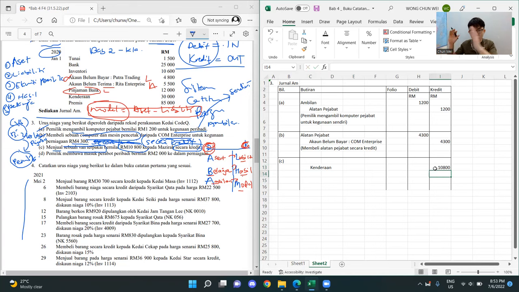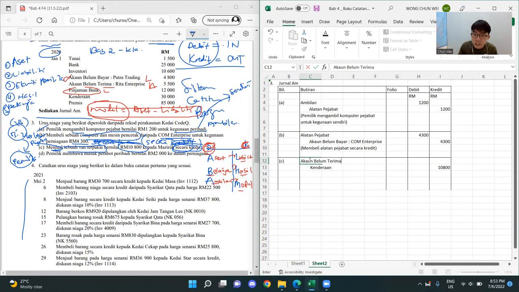10,800. Okay, so when one is credit, another one must be debit. That's why I purposely skip one line. And the credit must always be at the bottom, yang debit ke atas. So, apa yang debit? So, when you draw kepada Mazira secara kredit, so when it is draw secara kredit, then this must be account belum terima.